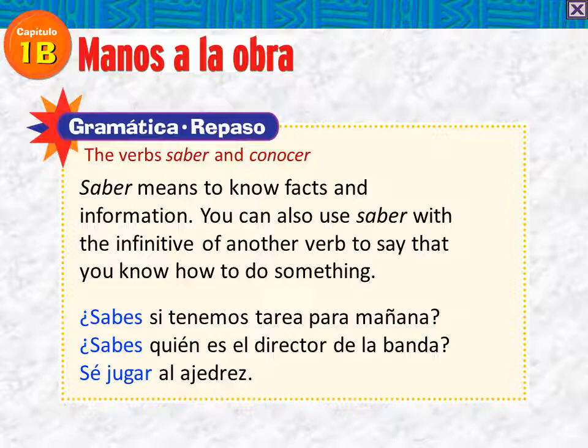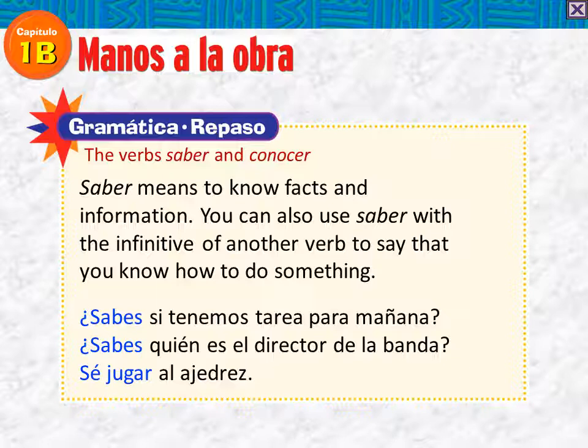Saber means to know facts and information. You can also use saber with the infinitive of another verb to say that you know how to do something. So, for example, yo sé esquiar. I know how to ski. So it's saber conjugated, then the infinitive, and nothing goes between them, so you don't have to add in any fancy words for how or to.